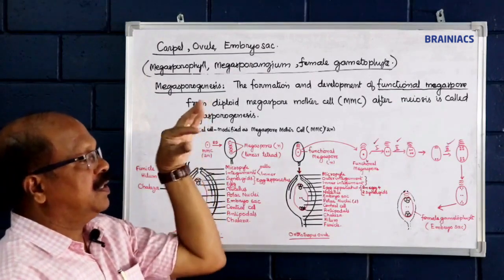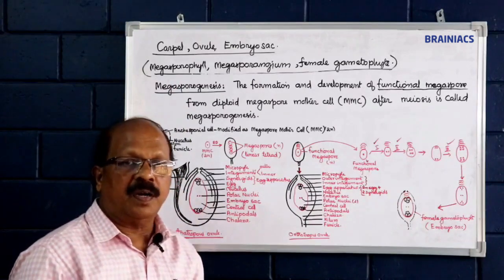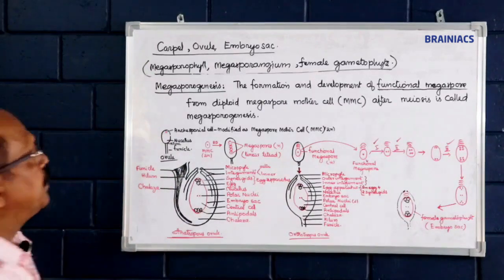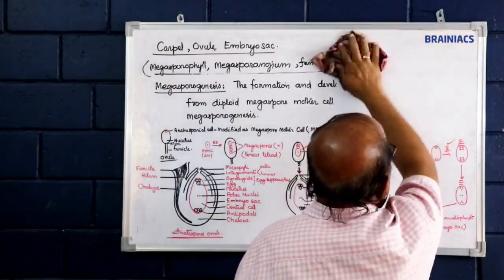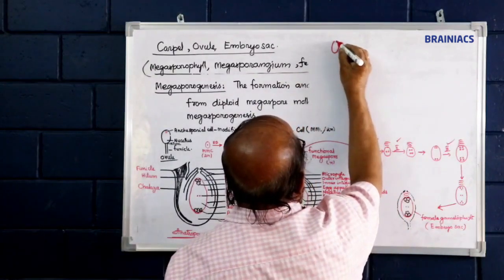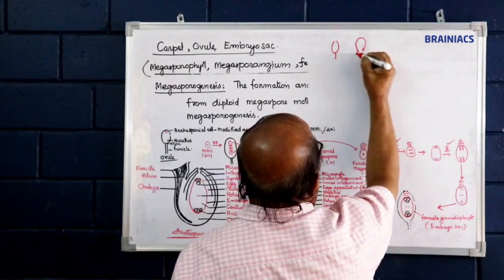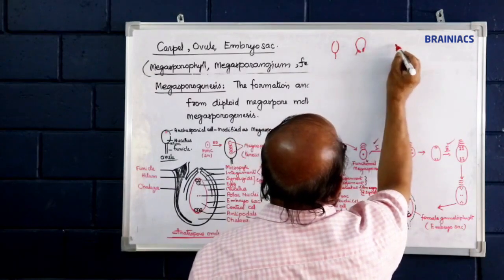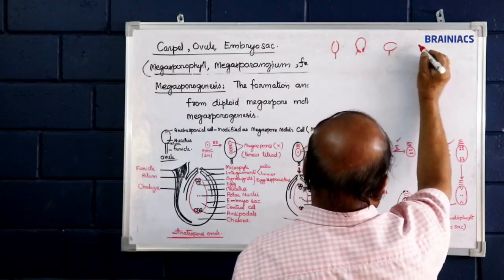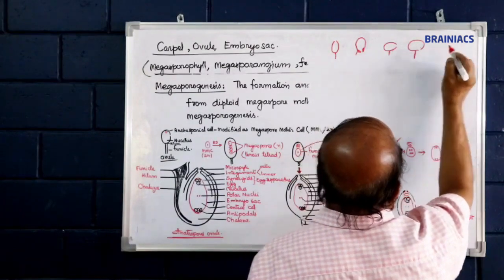This is orthotropous. This is hemianatropous. This is anatropous, amphitropous, circinotropous. Different kinds of ovules will be there. Points to remember. This is the orthotropous ovule. This is hemianatropous. This is campylotropous.